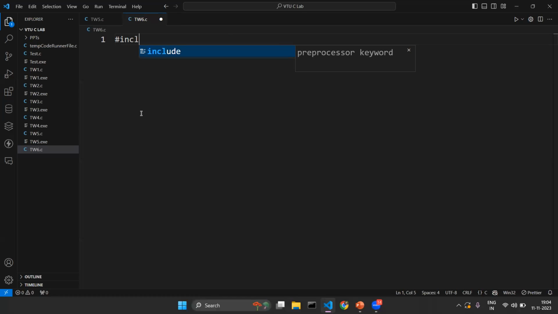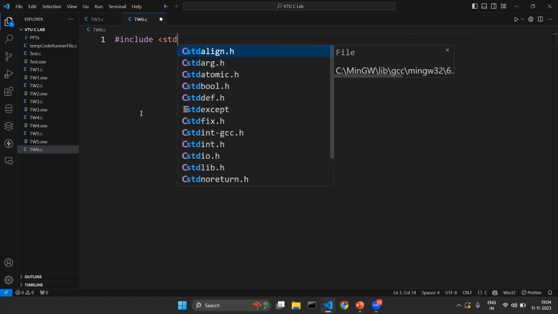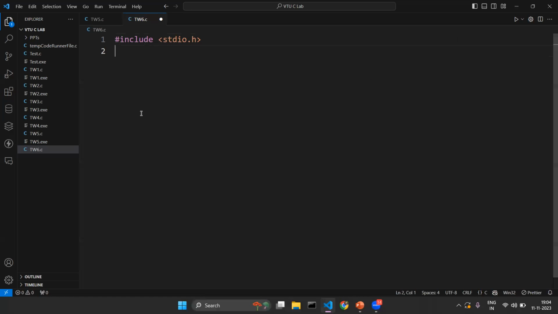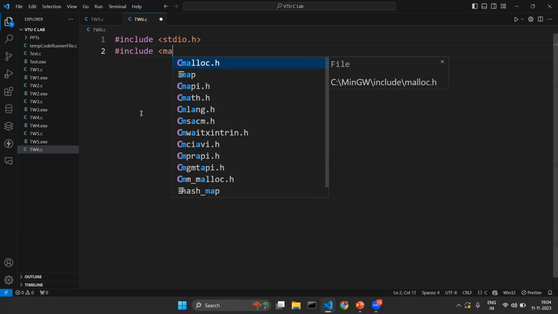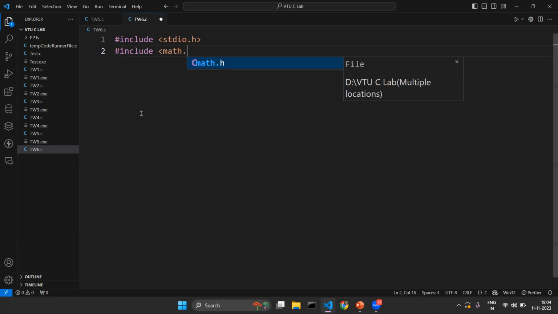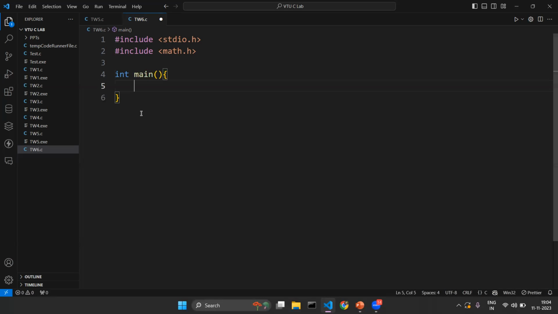Let's include the necessary header files. Let's say stdio.h, hash include. As I told, for built-in function, we need math.h, so we will include that also. Once we have that, let's directly go to main function. There are some more functions required in the program. We will write them as soon as we discover them.